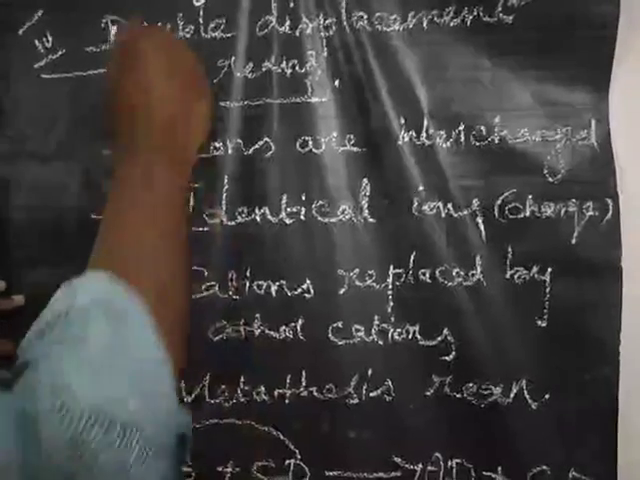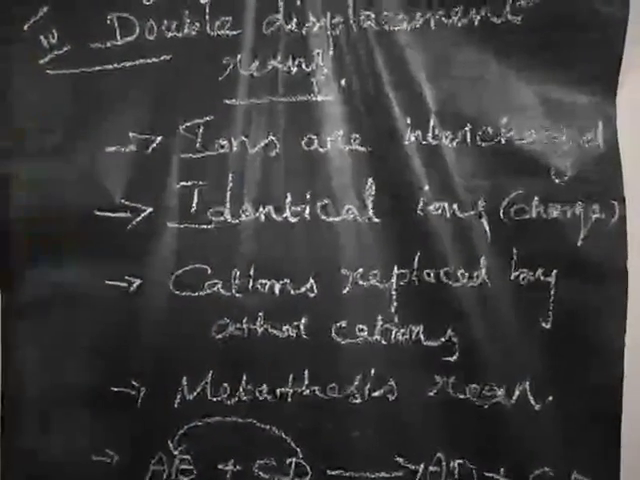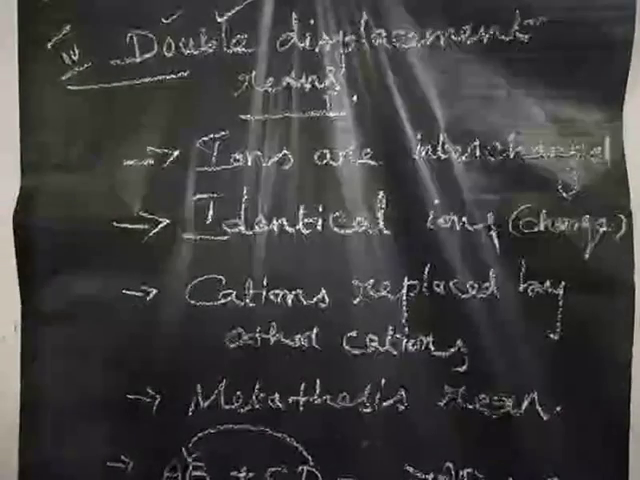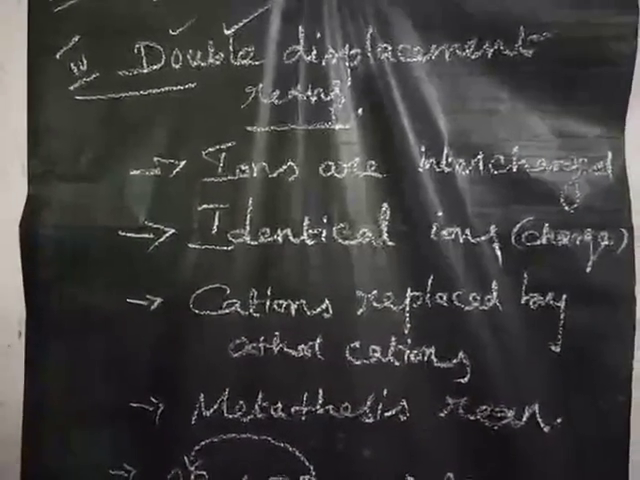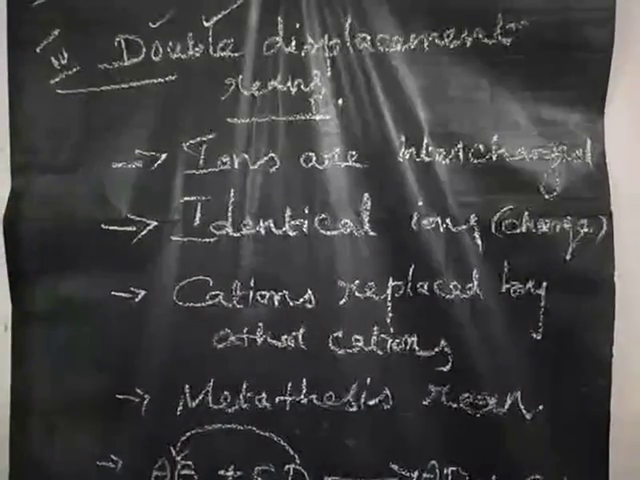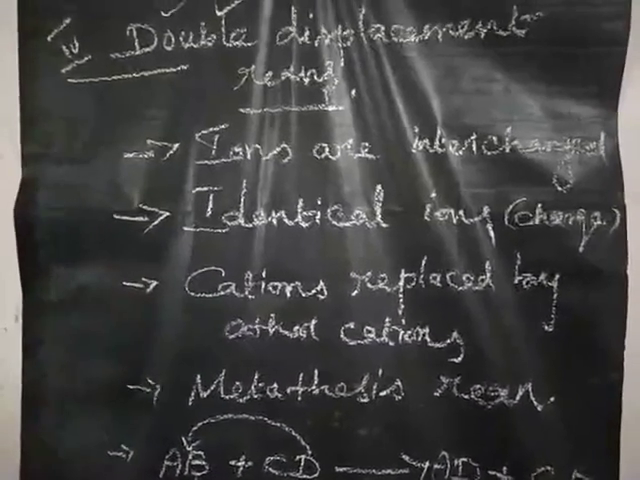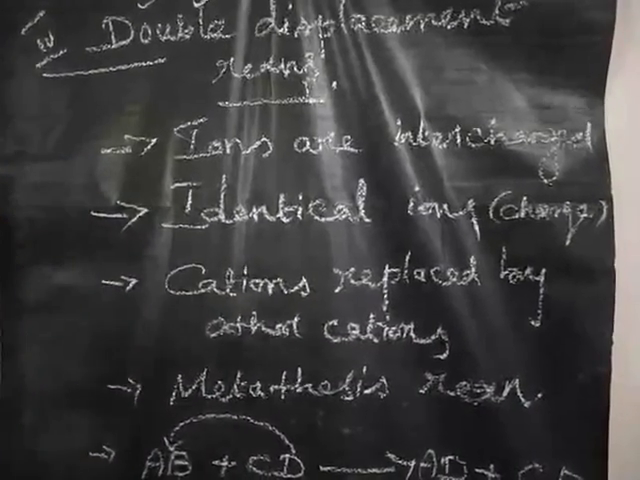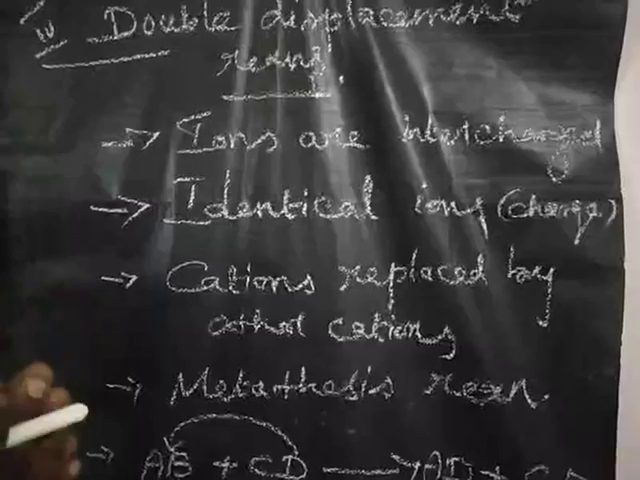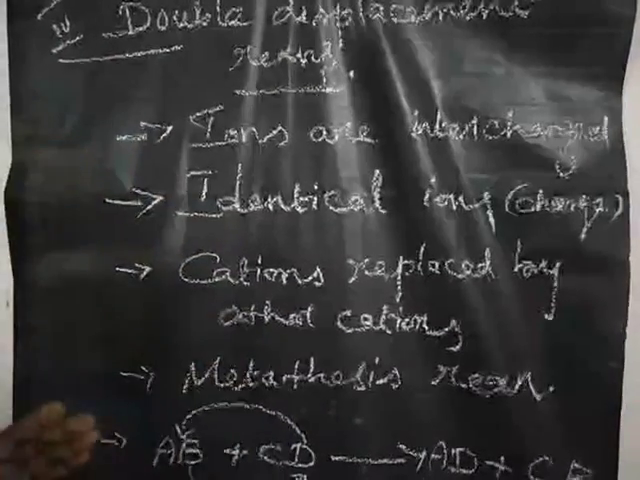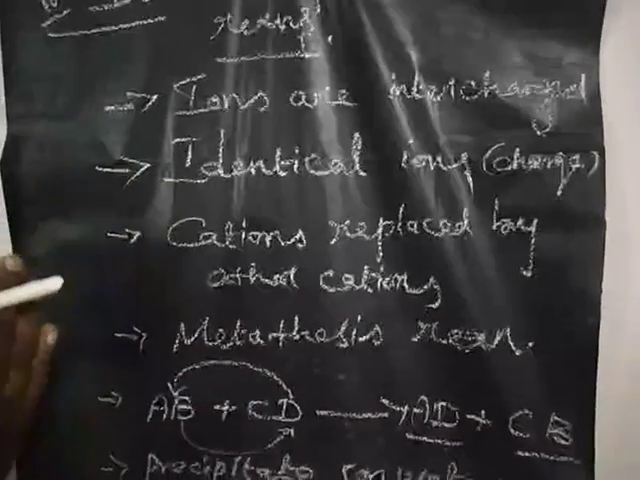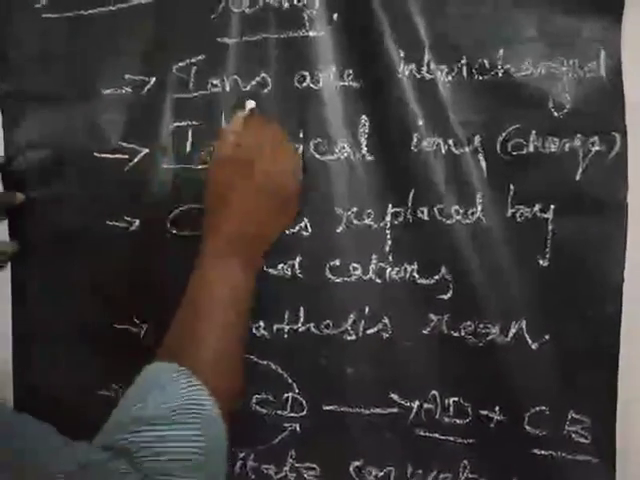What is meant by double? Double means two times. Displacement means the ions are interchanged. So what is the definition for double displacement reactions? When two compounds react, their ions are interchanged. This type of reaction is known as a double displacement reaction. In double displacement reactions, ions are interchanged.